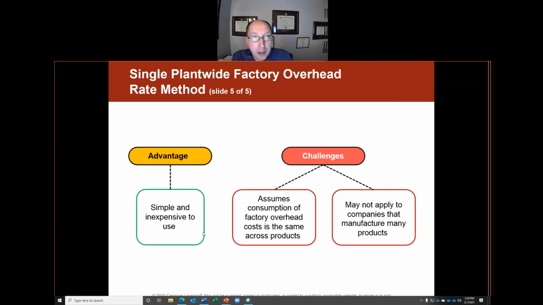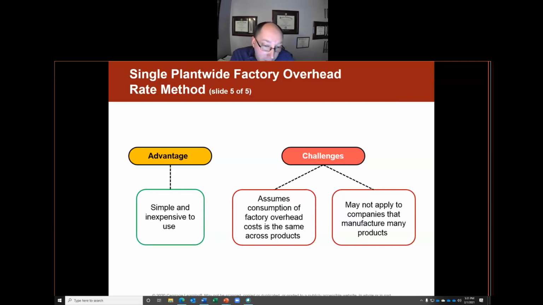So why do people use the single plant-wide method? It's easy. It's very easy to do. It's a very easy calculation, and it's inexpensive to use that calculation. Absolutely. What are some of the issues with using the single plant-wide method?